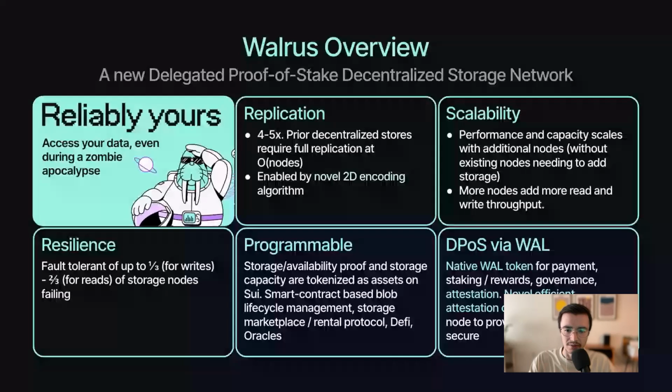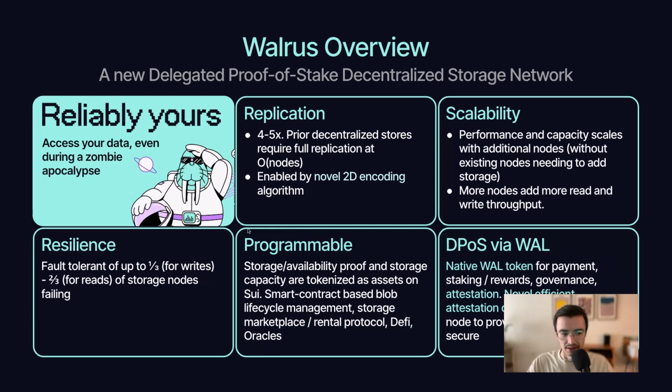So this is very costly and also slows down the network. But due to the novel erasure coding algorithm that the Walrus core team built in-house, we're able to cap this at a constant factor of 4 to 5x, which makes us very cost effective. In addition to that, because we have a constant replication factor, it makes Walrus much more scalable. You can add nodes to the network without sacrificing performance or capacity. Adding more nodes helps because every node doesn't have to store the same amount of data or the same data itself. The more nodes we have adds more read and write throughput for the network.